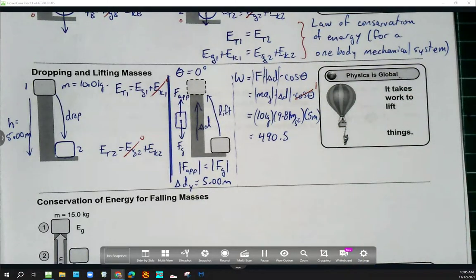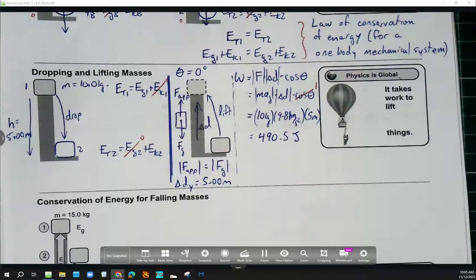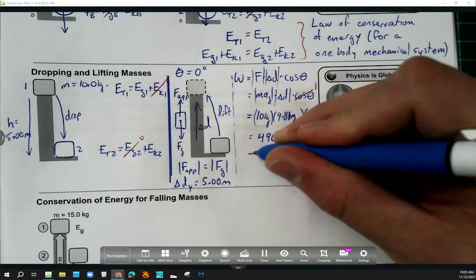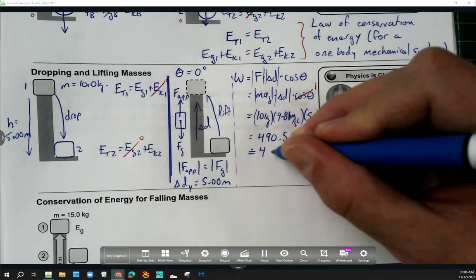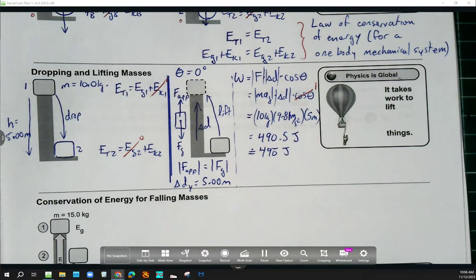490.5, and then what units? Joules. And we could round it off to 3 sig figs, I suppose. Be 490 joules approximately. We're just rounding away the 5, so it rounds even.